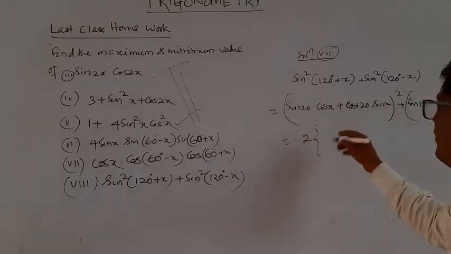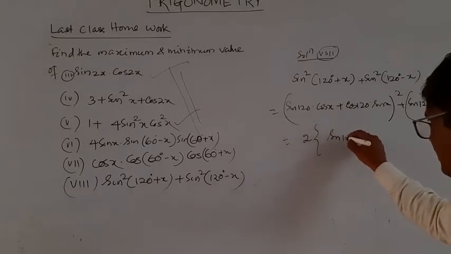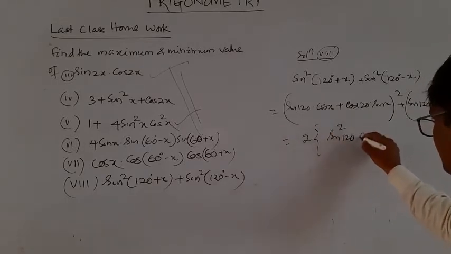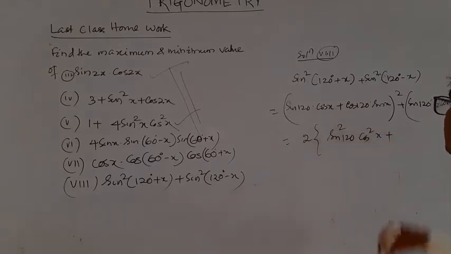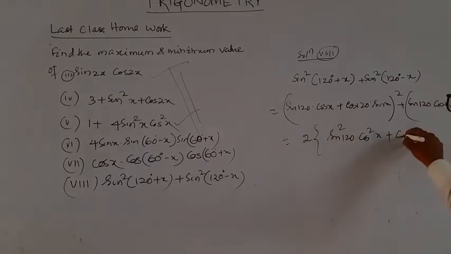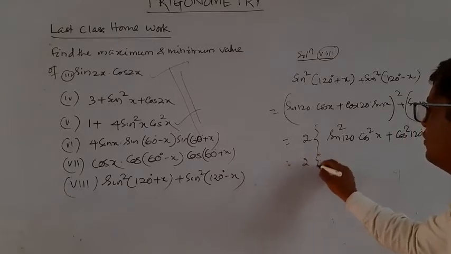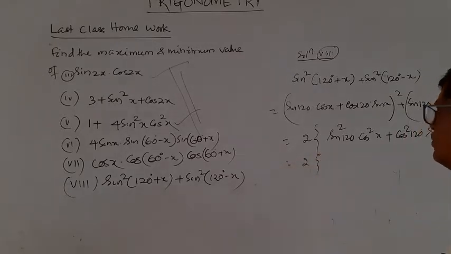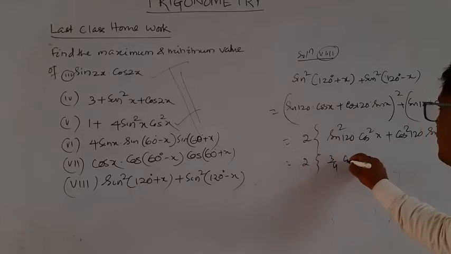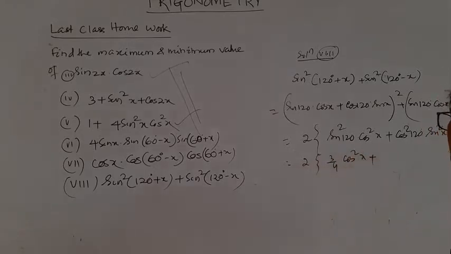2 into a square. A square means what? Sin square 120 into cos square x, plus b square. b square means what? Cos square 120 into sin square x. What is the value of sin square 120? Sin 60 value is root 3 by 2, so 3 by 4 cos square x. And what is cos 120? That is minus 1 by 2 whole square, so 1 by 4 sin square x.